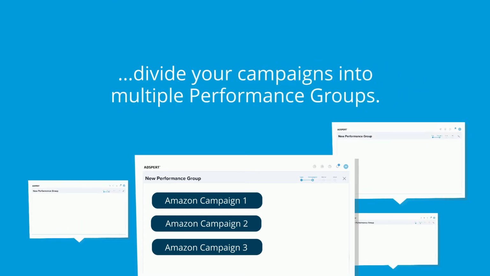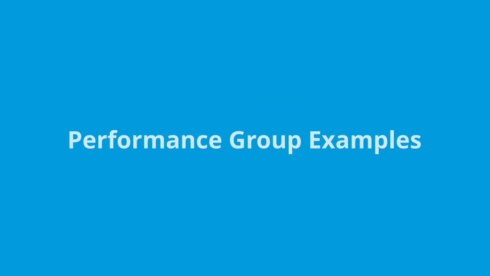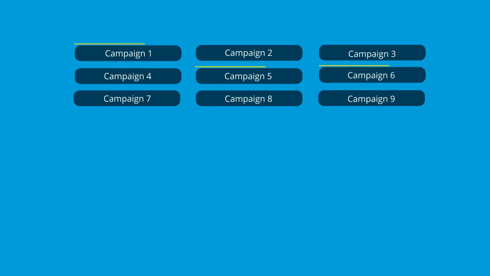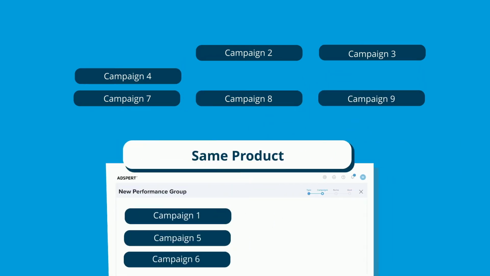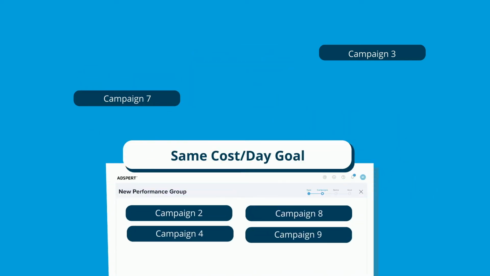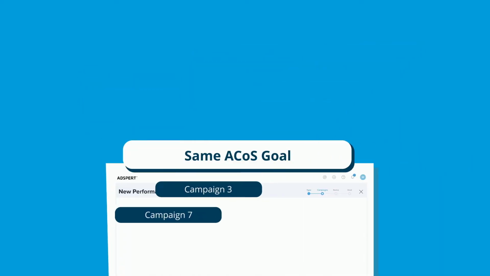Based on current campaign performance, advertising strategy, and business objectives, decide which campaigns should be put together and optimized towards a common goal. For example, your account contains multiple campaigns. Some are related to a certain product, others share a common cost per day goal, and there are a few high-performing campaigns where you want to target a specific ACoS value.